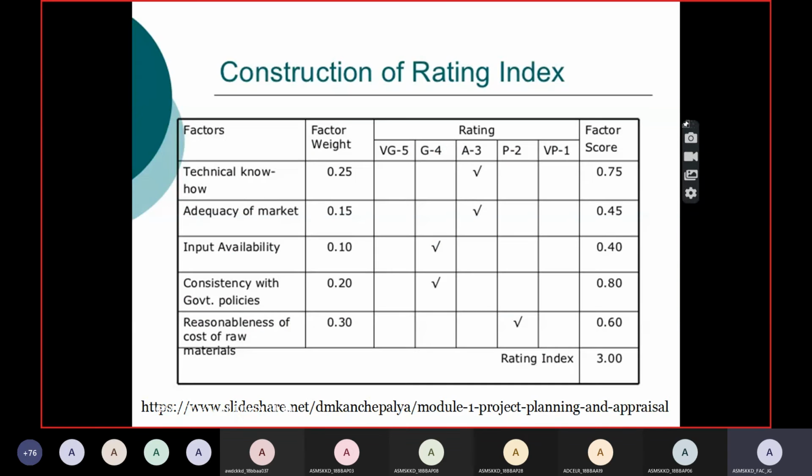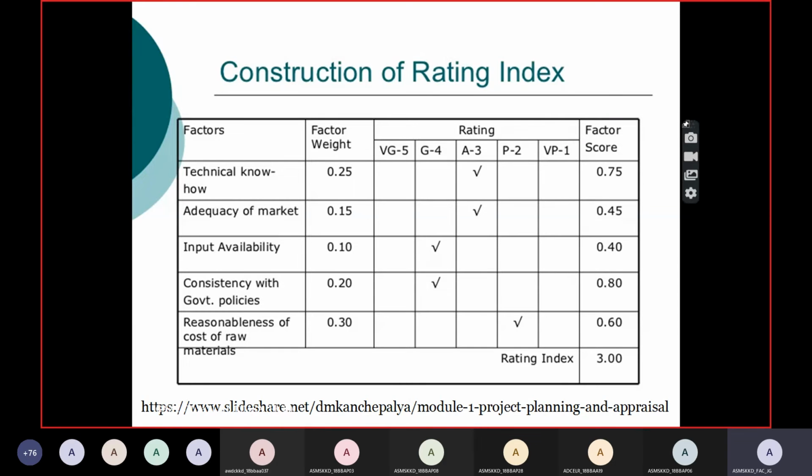So how is it? You see this particular one, it is one of the rating indexes. If you see on the left side, we have factors, and we have a factor weight for each factor, and we have the rating and the factor score. For example, for a project, we have identified 5 parameters or indexes. One is technical know-how, second is adequacy of market, third is input availability, fourth is consistency with government policies, and fifth is reasonableness of cost of raw material. So these are the 5 project indexes we have identified for this project to select.